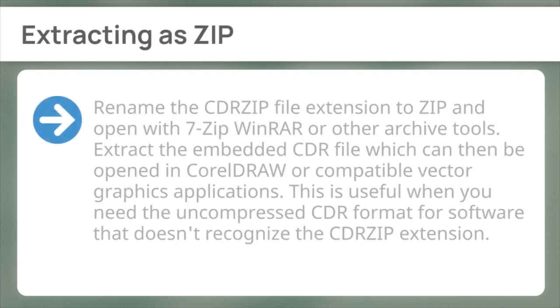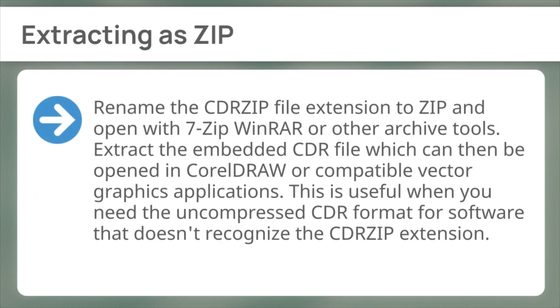Next, extracting as zip. Rename the CDRZIP file extension to zip and open with 7-Zip, WinRAR, or other archive tools. Extract the embedded CDR file, which can then be opened in CorelDRAW or compatible vector graphics applications. This is useful when you need the uncompressed CDR format for software that doesn't recognize the CDRZIP extension.